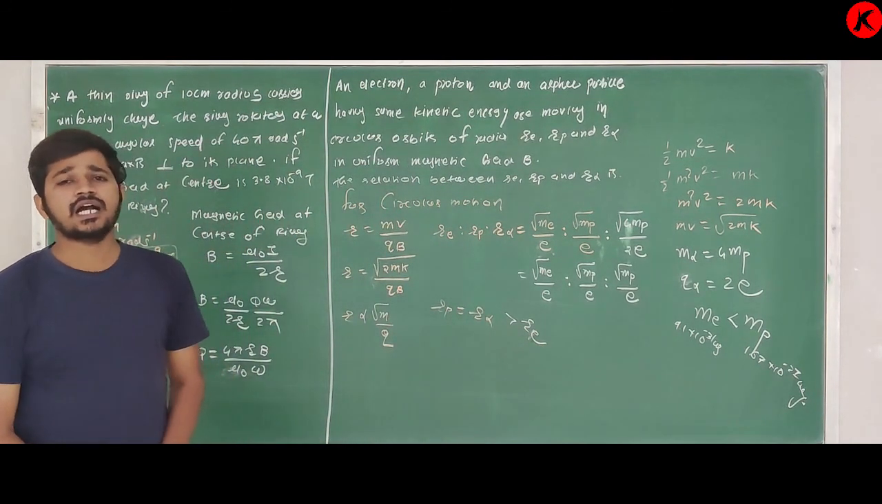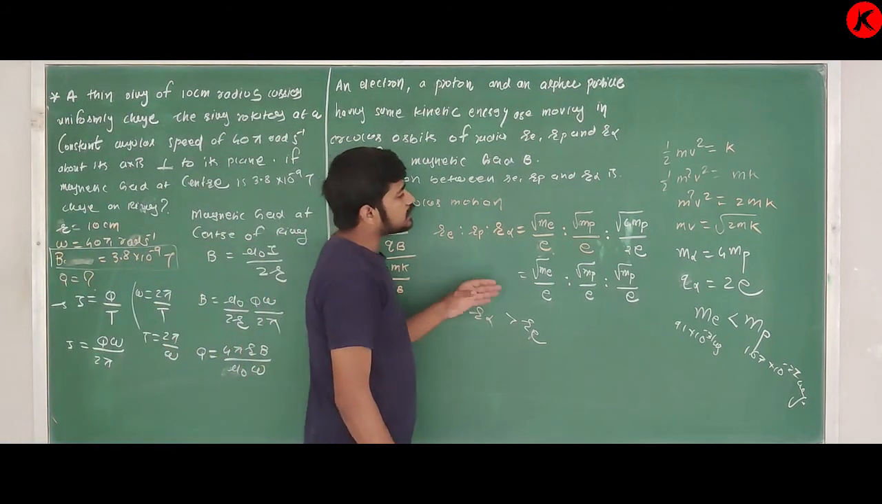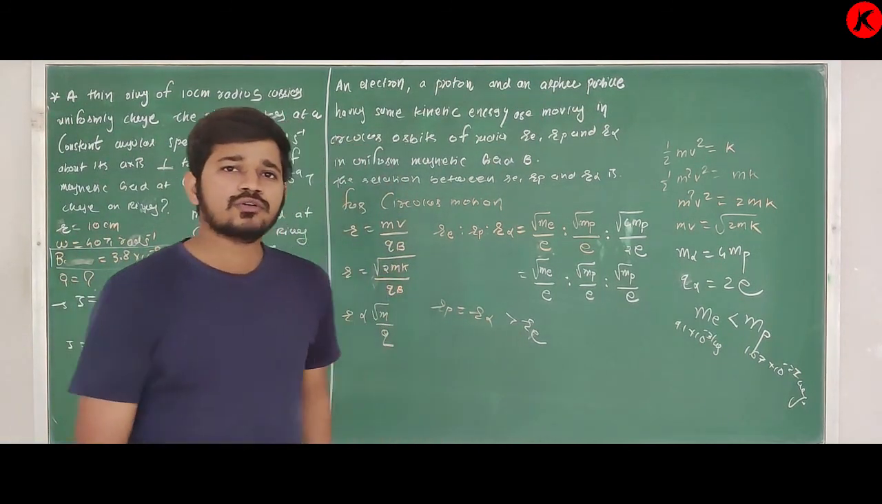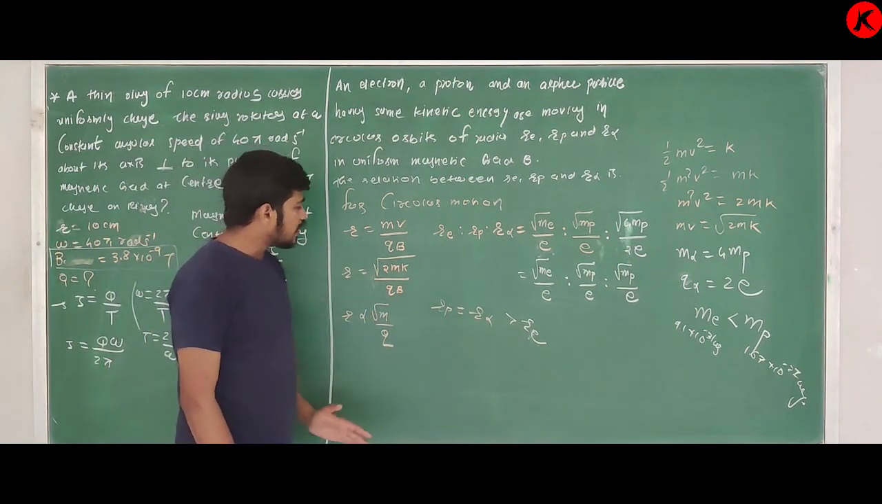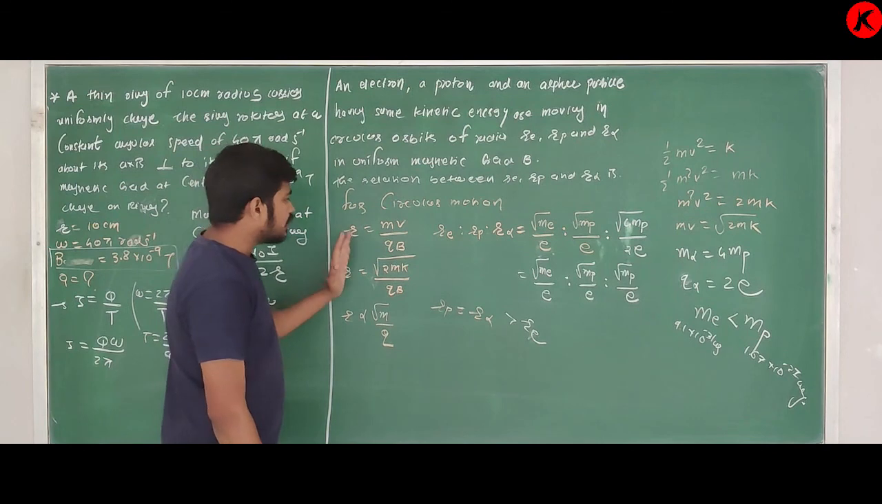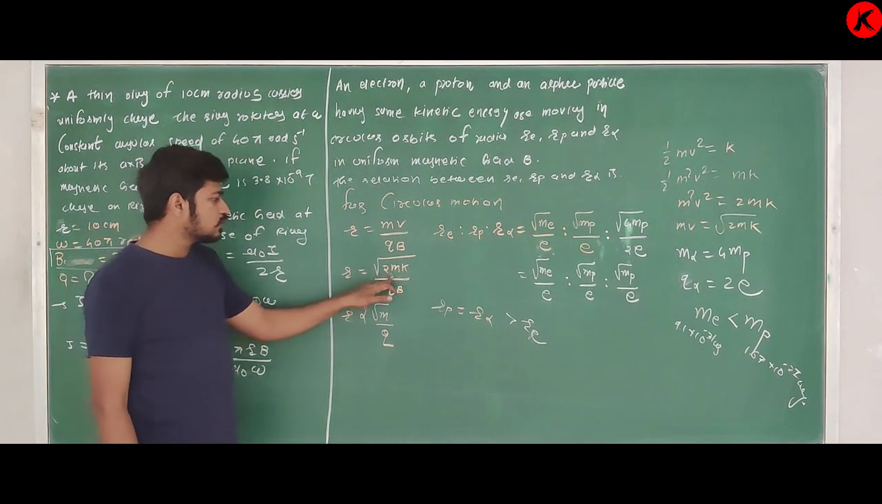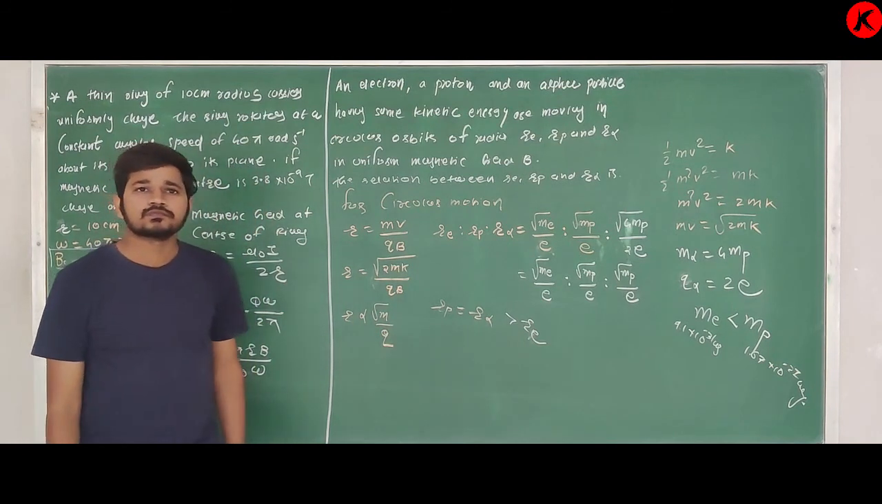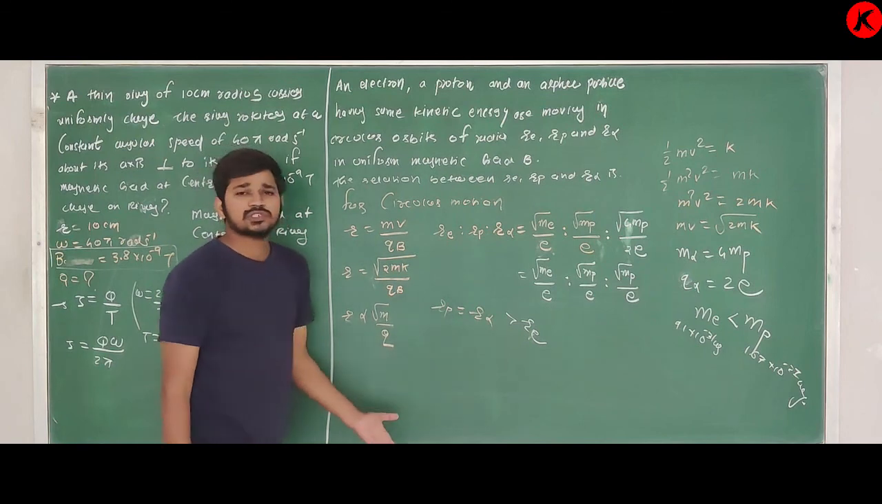This question may be asked for different particles, for deuterium, for tritium, for Li plus, etc. You have to remember these relations. The equation is R is equal to mv upon qB, and R is equal to under root 2mK upon qB. So yes, it is one question.